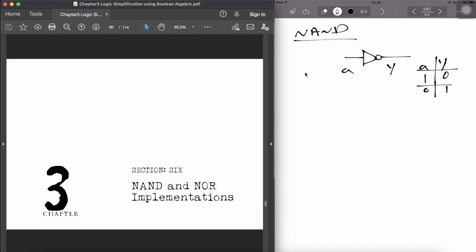So, by using a NAND function, a NAND gate, can we implement an inverter? Can we implement an inverter? Yes, we can. So how are we going to do that? Once again, I'm going to put down the NAND function truth table.